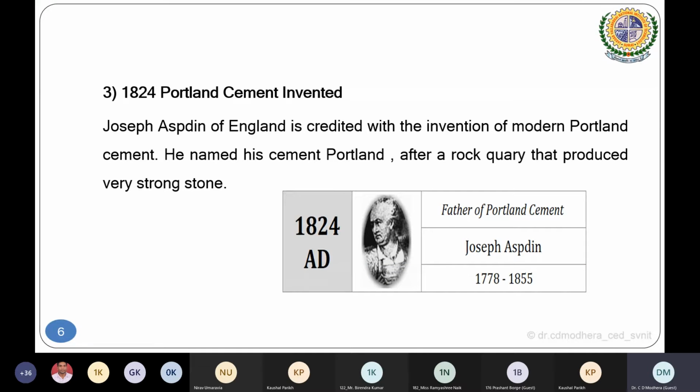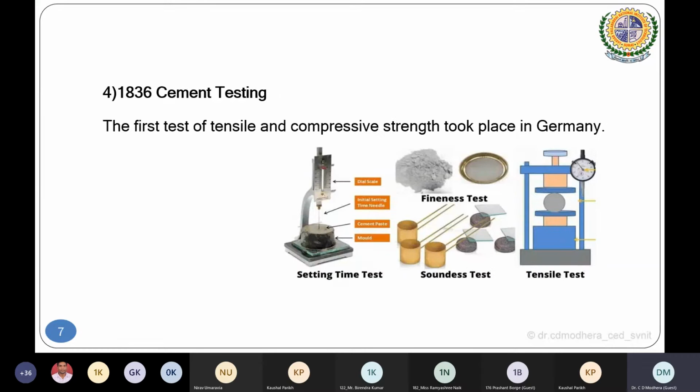So in 1824, Portland cement was invented. Joseph Aspdin of England is credited with the invention of modern Portland cement. He named his cement Portland after a rock quarry that produced very strong stone. His lifetime was 1778 to 1855, and in between he made this invention of cement in 1824. Now what is the content of cement, how it came, what is the process, I hope that is understood well. Still, if it comes up, I will again discuss the same.